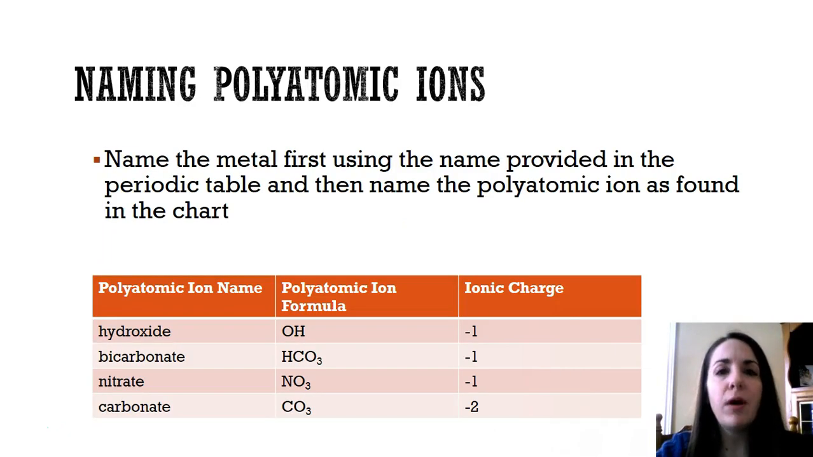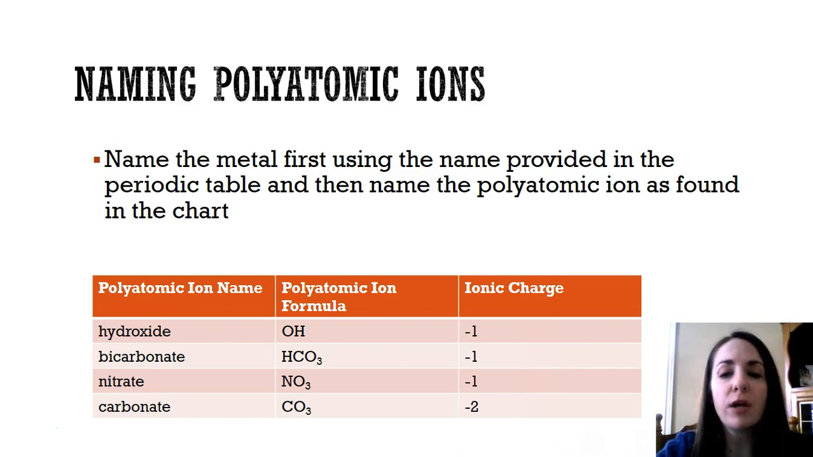So to name a compound with a polyatomic ion, we just go ahead and name the metal first, because most polyatomic ions act as non-metals. So we name the metal first using the periodic table, and then we name the polyatomic ion second as we find it in the chart.